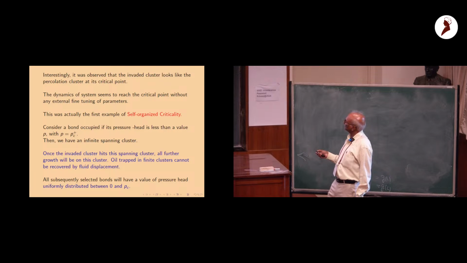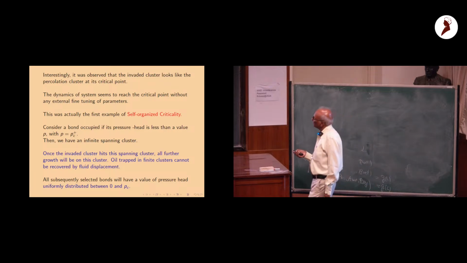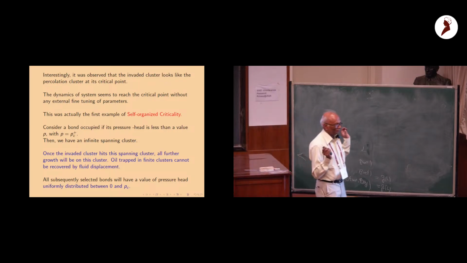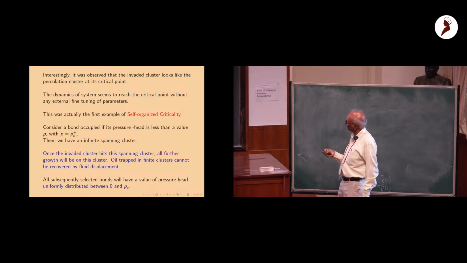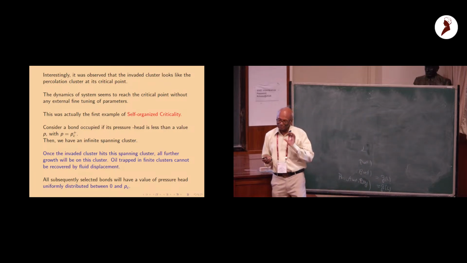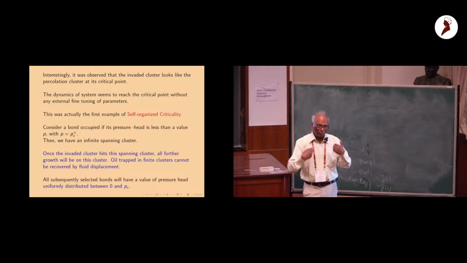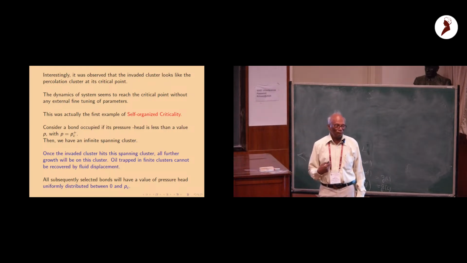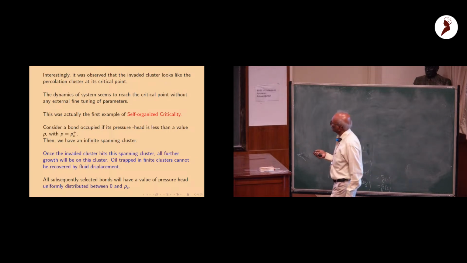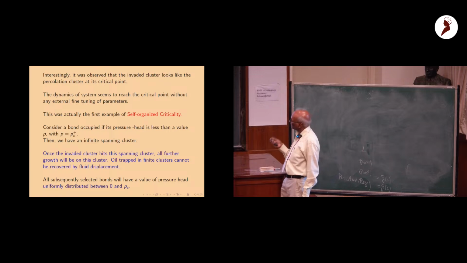So the dynamics of the system seems to reach a critical point without any external fine-tuning of parameters. This was the first example of what is called self-organized criticality. Non-equilibrium systems organize themselves to be at their critical point. That is the general scenario, and this was the simplest example.